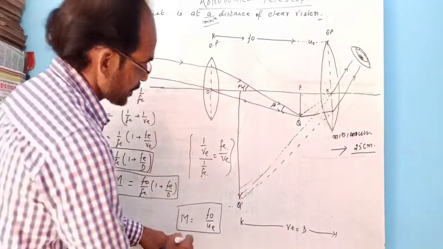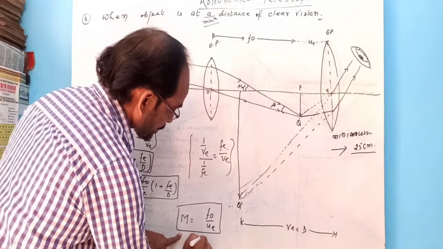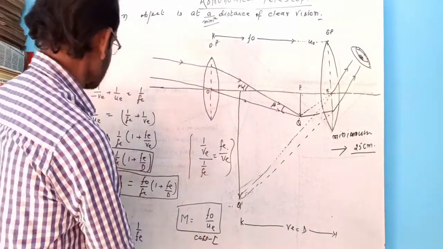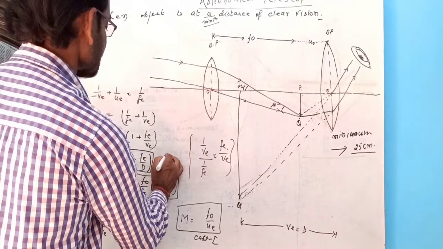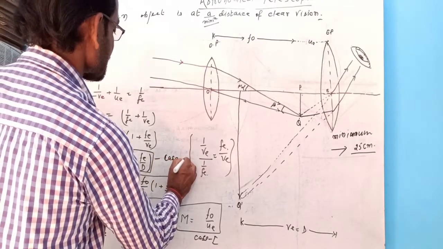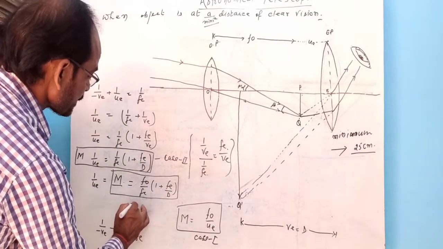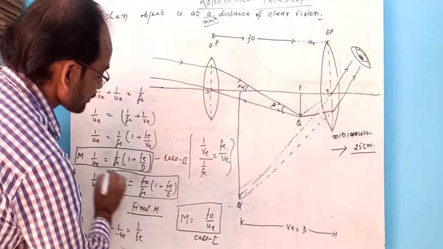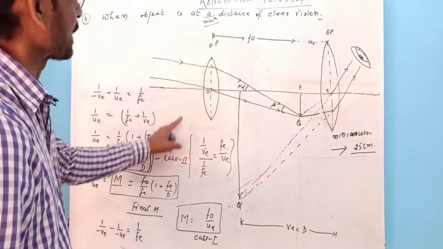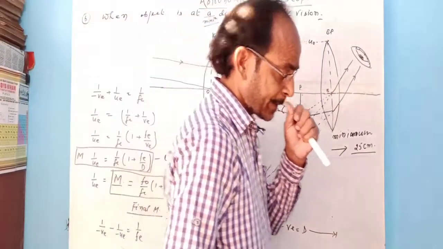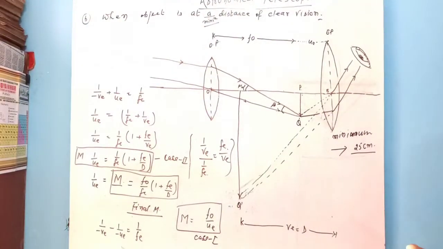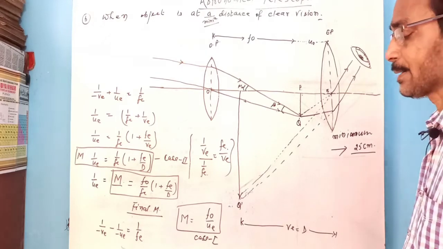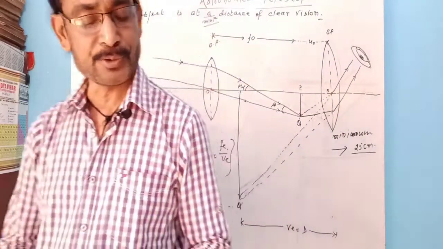It is the magnification of case first, magnification of case second, the final magnification of both the conditions. The astronomical telescope is used for observing the situation under the ground and the universe.